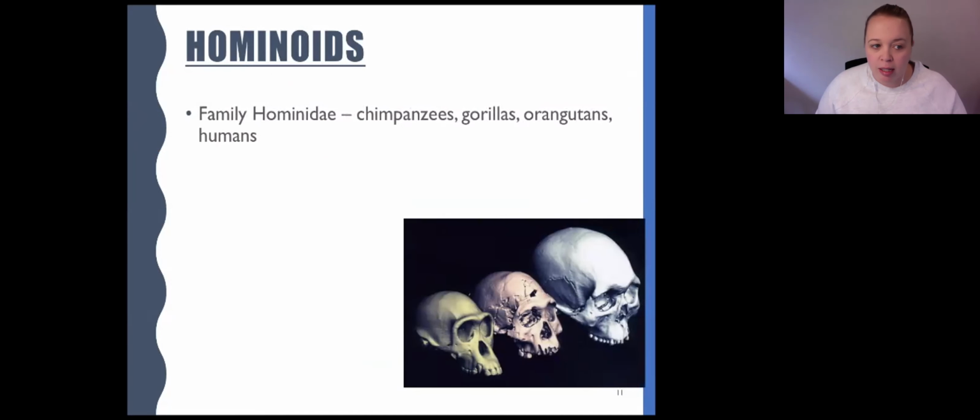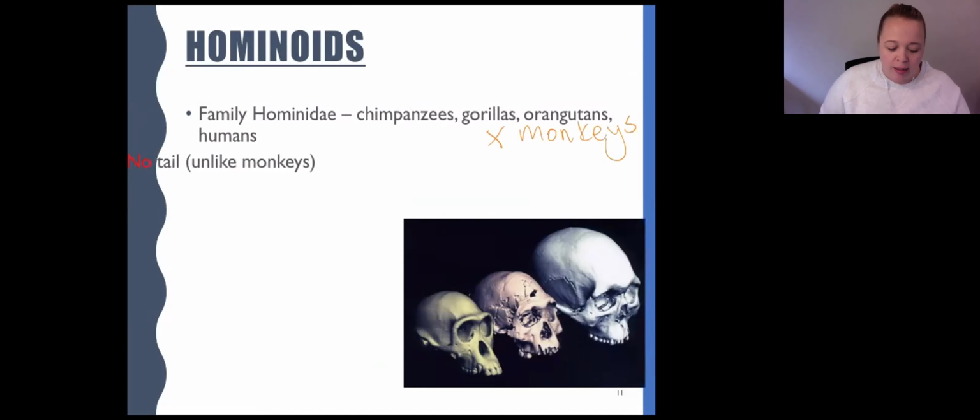So these are the ones that are in the hominoids. The hominoids are the chimps, the gorillas, the orangutans, and the humans, not the monkeys. Okay, so what do monkeys have that everyone else doesn't? Hopefully you came up with the fact that we don't have a tail. We don't have a tail, gorillas don't have a tail, chimpanzees don't have a tail, orangutans don't have a tail, but monkeys do. And this is one of the defining features of a hominoid.